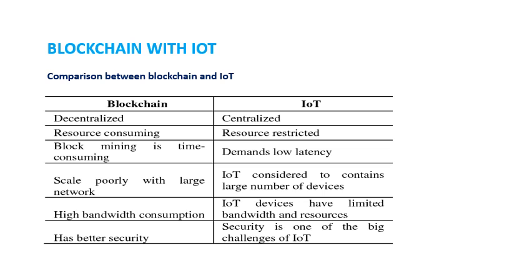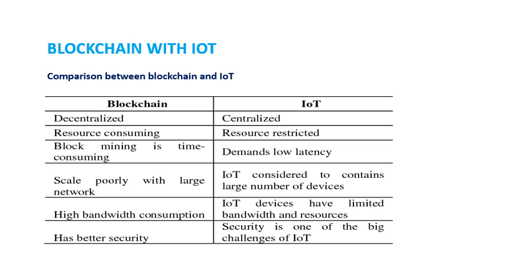Let's start with blockchain and IoT: a comparison between blockchain and IoT. Blockchain is decentralized, which solves the single point of failure. It is resource consuming, consuming resources from node 1 to node n. Block mining is time consuming, more so because it needs to store all the blocks. It scales poorly with a large network. It is more secure, but has high bandwidth consumption. Obviously high bandwidth is required, as better security is also there.